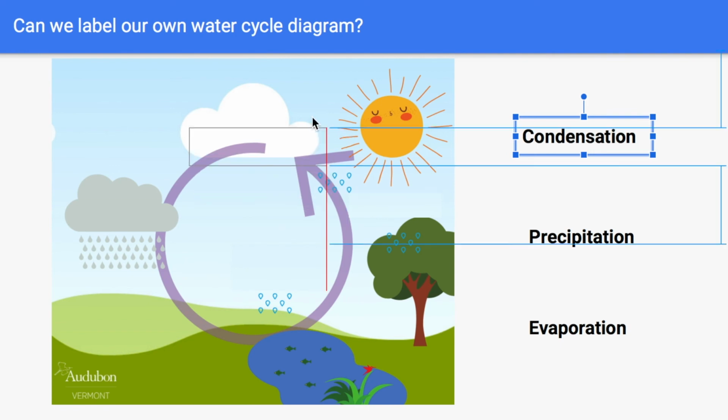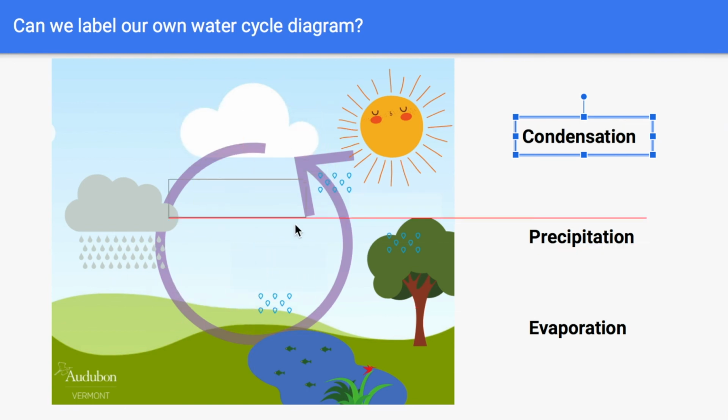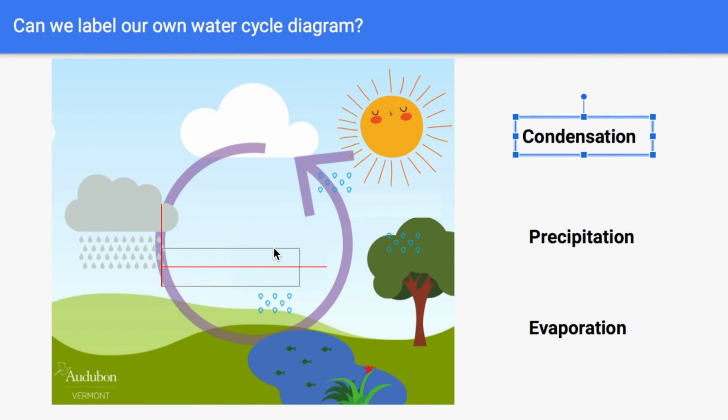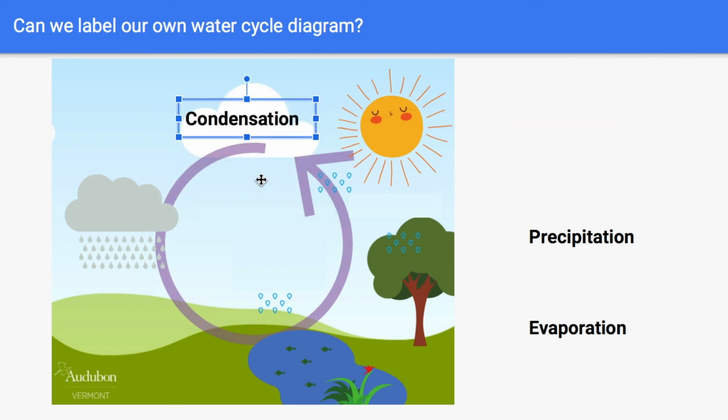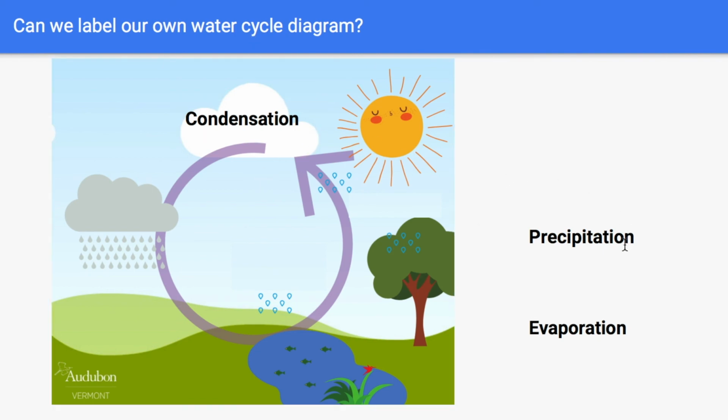Well, what does condensation do? It consolidates, it comes together. Where does it go when it comes together? Think about your answer and pause and share it with a partner if you have one next to you. When it comes together, it forms a cloud. So I would think that condensation would go up on the cloud for condensation.